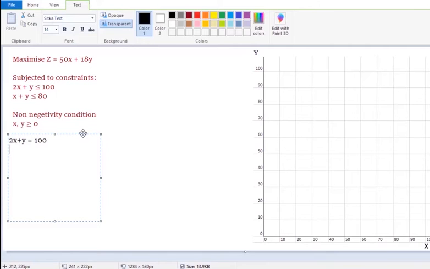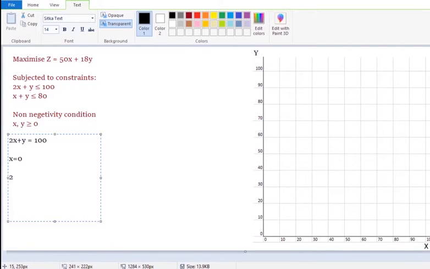Just remember that we are going to find 2 points on the line. How do we get the first point? We get the first point by substituting x equal to 0. This is the equation. Now I am going to find 2 points on this line. First, I'm going to put x equal to 0.